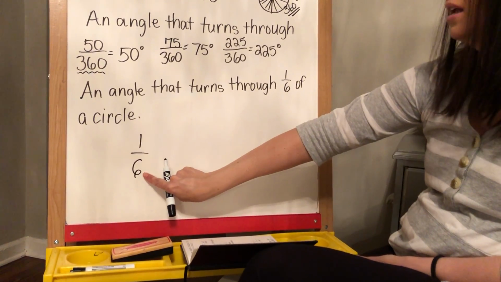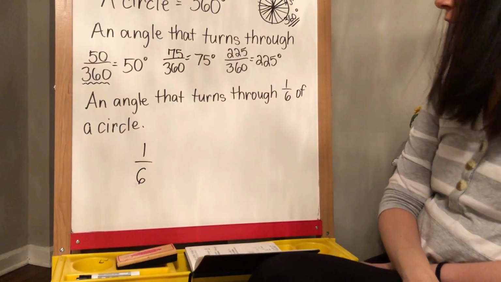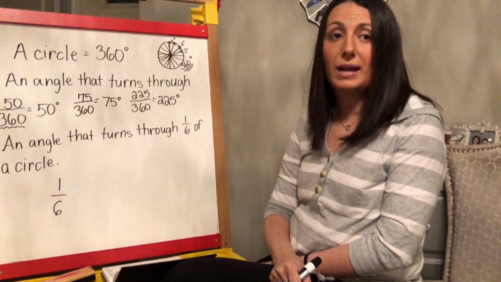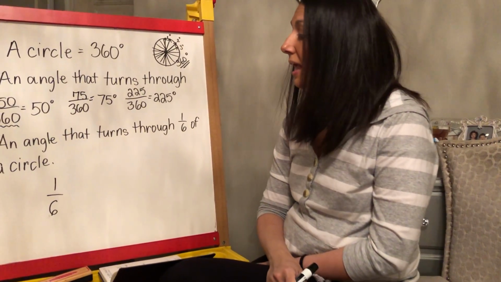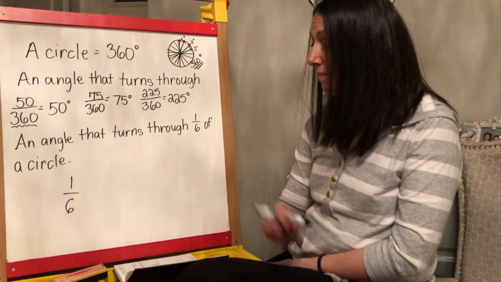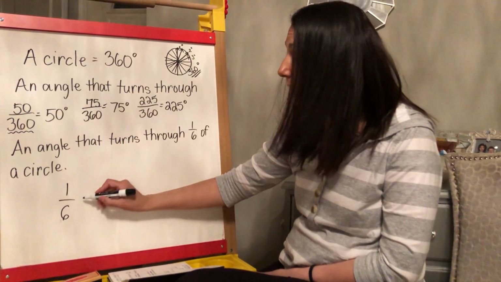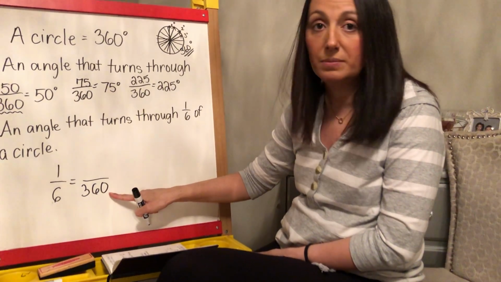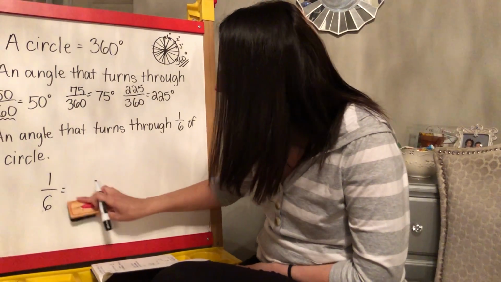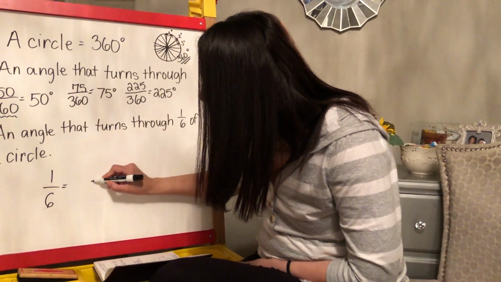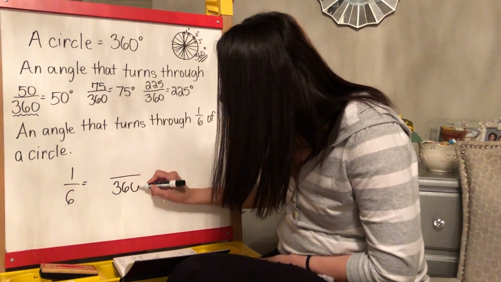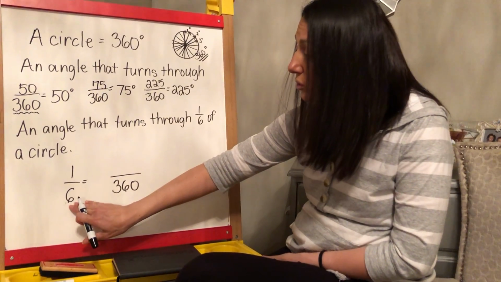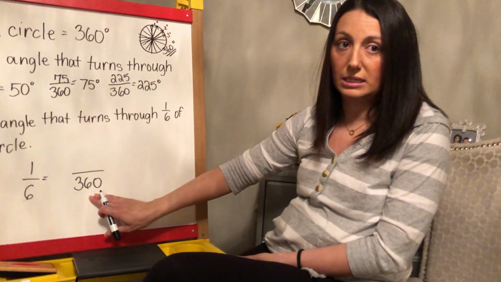Well, is my denominator 360 here? No, my denominator is only a 6. So what I need to do is I need to create a fraction that is equivalent to 1/6. So I need a fraction with a denominator of 360. Let me leave a little bit of space here. So I want a 360 denominator. So I have a 6. What can I do to this 6 to get 360?